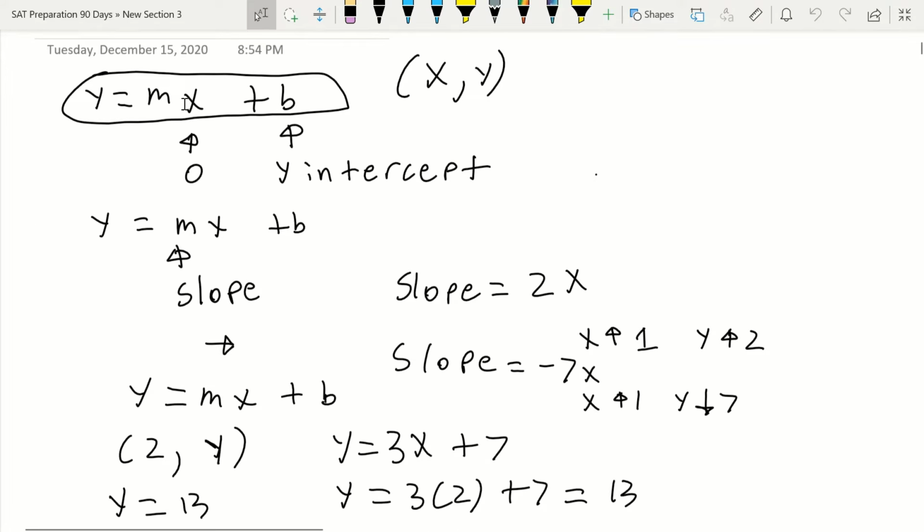So we've got y equals mx plus b. That's our slope-intercept equation. We have b as our y-intercept because when x is 0, we see that y is equal to b, which means that that is where our y-intercept is. Our slope is going to be m. So if our slope is 2, then we would have 2x.